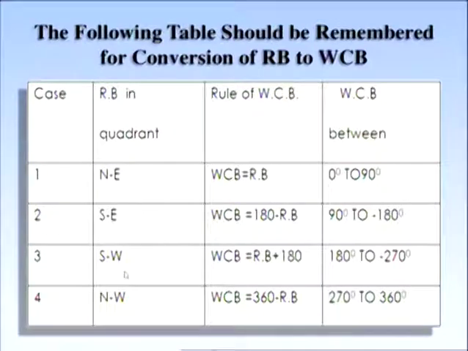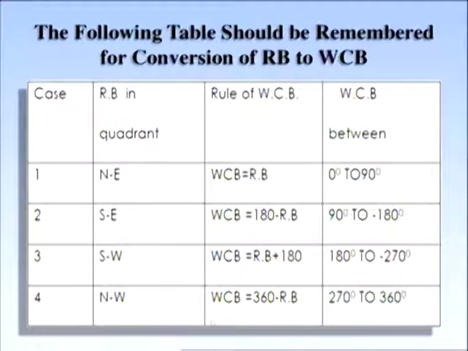In a similar way, if your reduced bearing is in the southwest, that is in the third quadrant, then to find the whole circle bearing, you put your reduced bearing plus 180 degrees. You have to add 180 degrees over here to find the whole circle bearing. So your whole circle bearing is between 180 and 270.